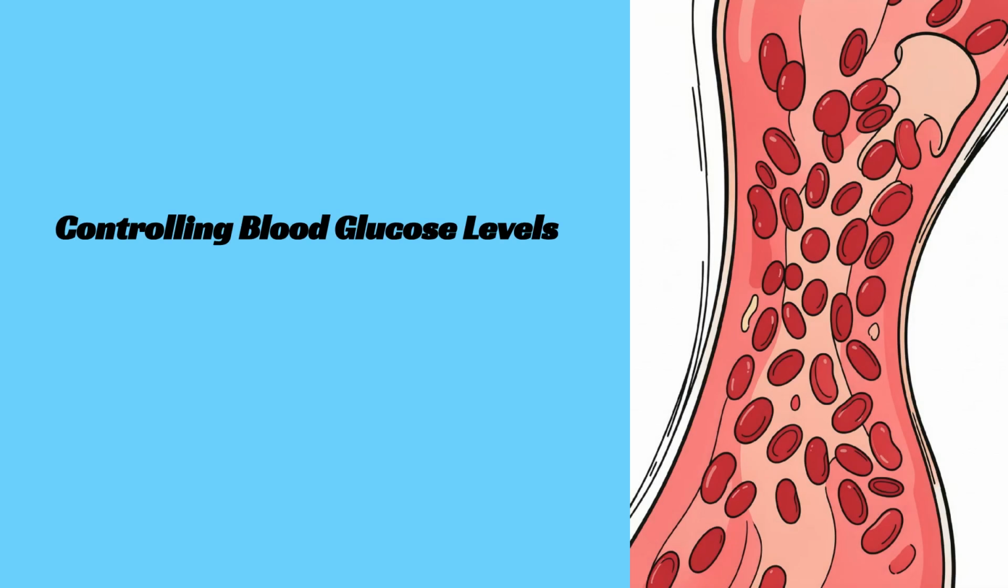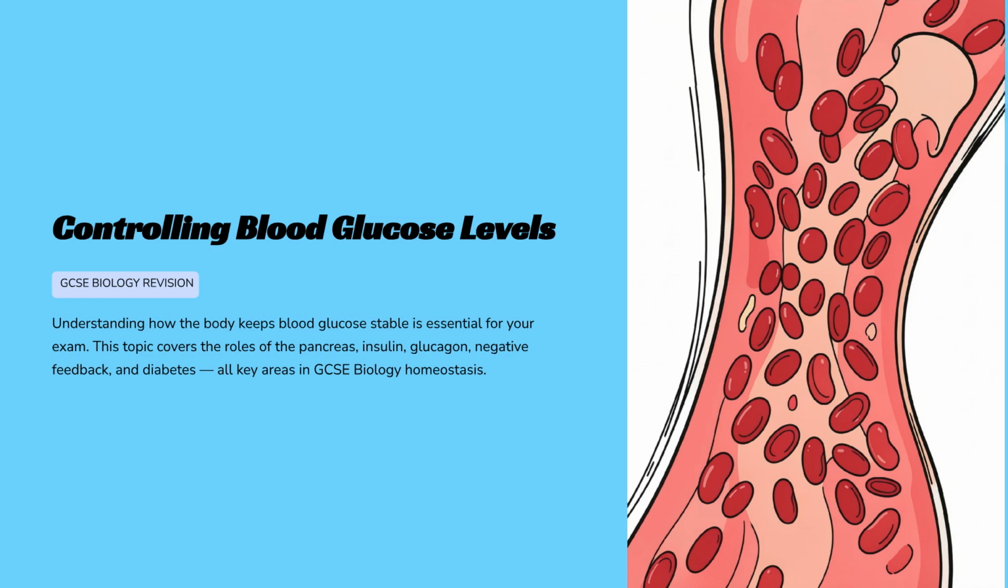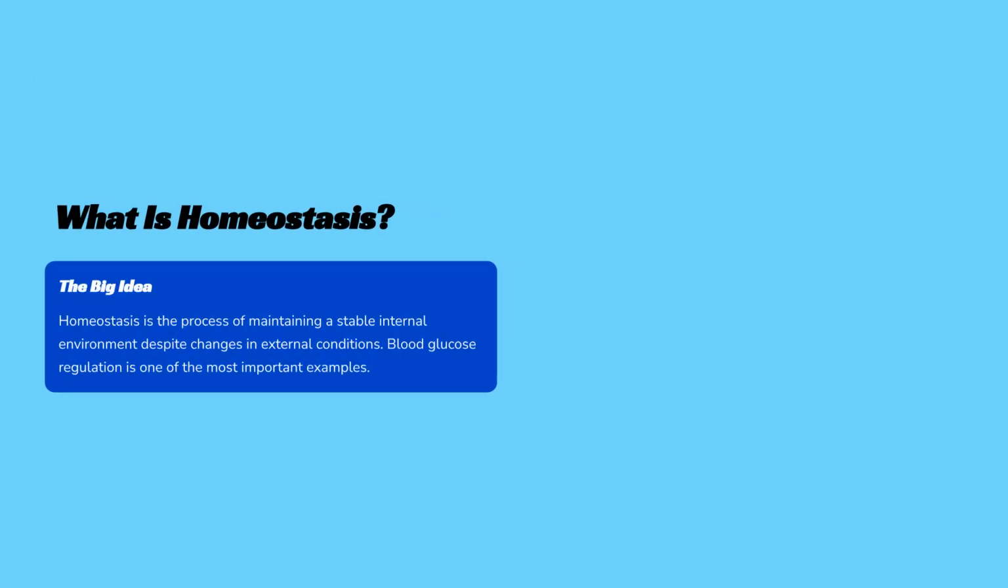This video will cover the essential aspects of blood glucose control for your exam. We will explore the roles of the pancreas, insulin, glucagon, negative feedback, and diabetes, all key areas in GCSE Biology homeostasis. Homeostasis is maintaining a stable internal environment despite external changes, with blood glucose regulation being a primary example.